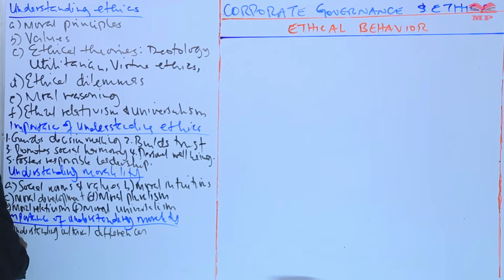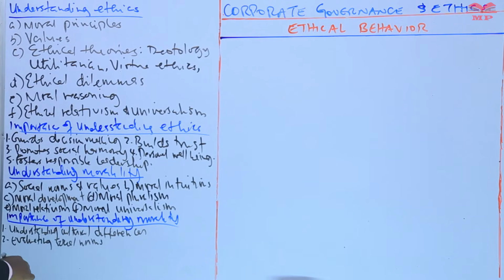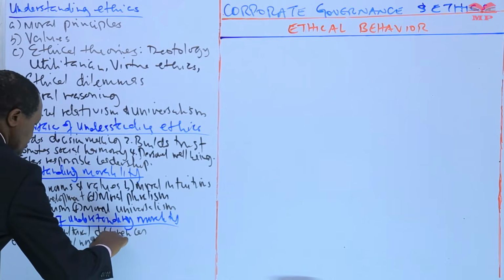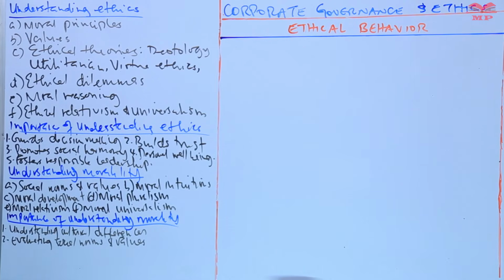2, evaluating social norms and values. Evaluating social norms and values. Now, by understanding the origins and functions of moral norms and values, we can critically evaluate their validity and relevance in our own lives and community.